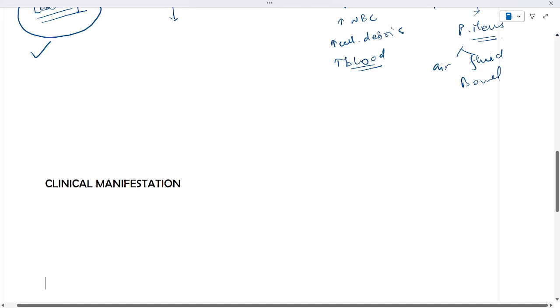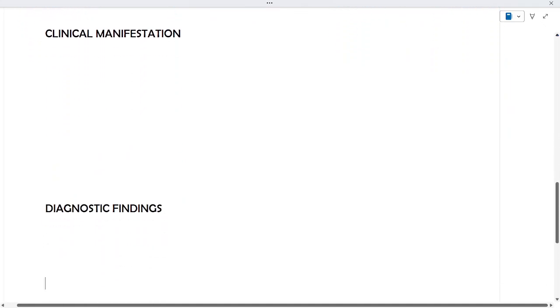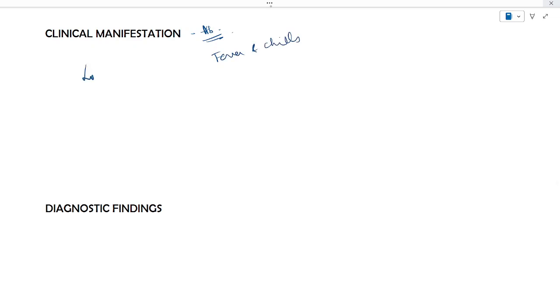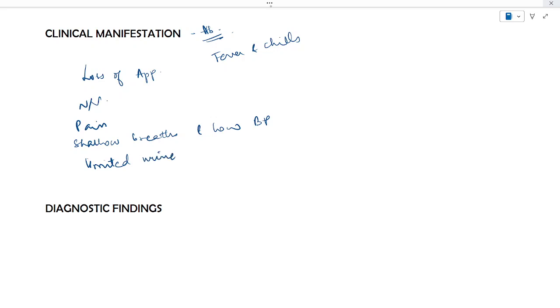Clinical features in case of peritonitis: swelling and tenderness seen in the abdomen. There will be fever and chills, loss of appetite, nausea and vomiting, pain, shallow breaths, and low BP. Limited urine production and inability to pass flatus or feces. That is because of decrease in intestinal motility, right?